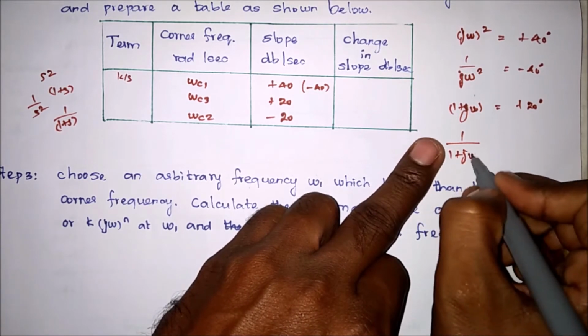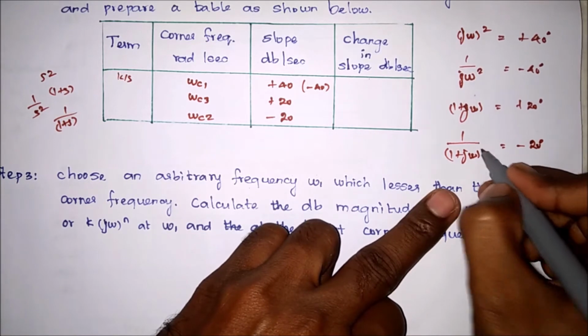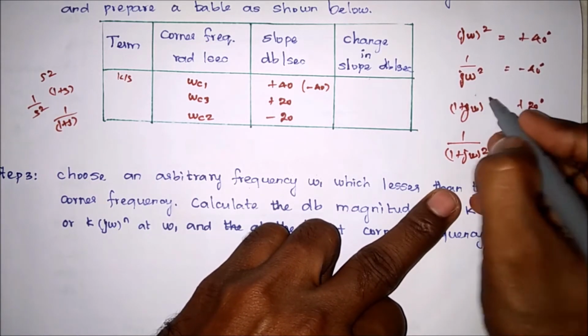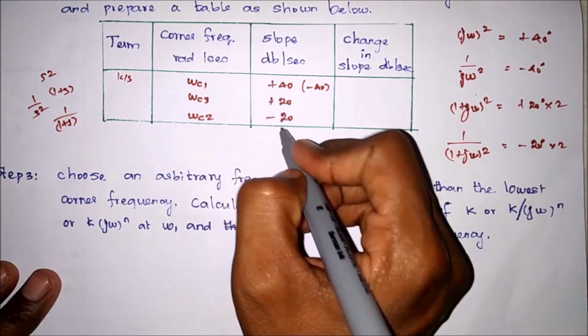1 by 1 plus j omega means here we have to write minus 20. Suppose here square means we have to multiply with 2. So likewise we have to write here.